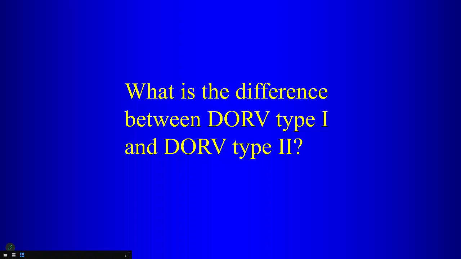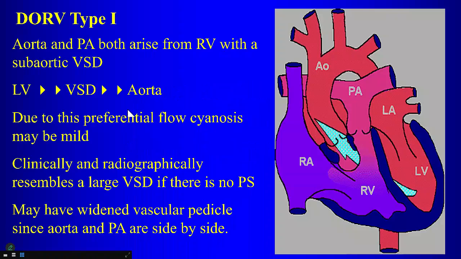Type 2 is when the VSD is located subpulmonic, underneath the pulmonary artery. And then you have the left ventricular blood flow being channeled to the pulmonary artery, which is more like transposition, right? So in double outlet right ventricle type 1, both the aorta and the pulmonary artery are coming off the right ventricle, but the VSD is located under the aorta. So the blood flow from the left ventricle is channeled to the aorta. That's a good thing, right?